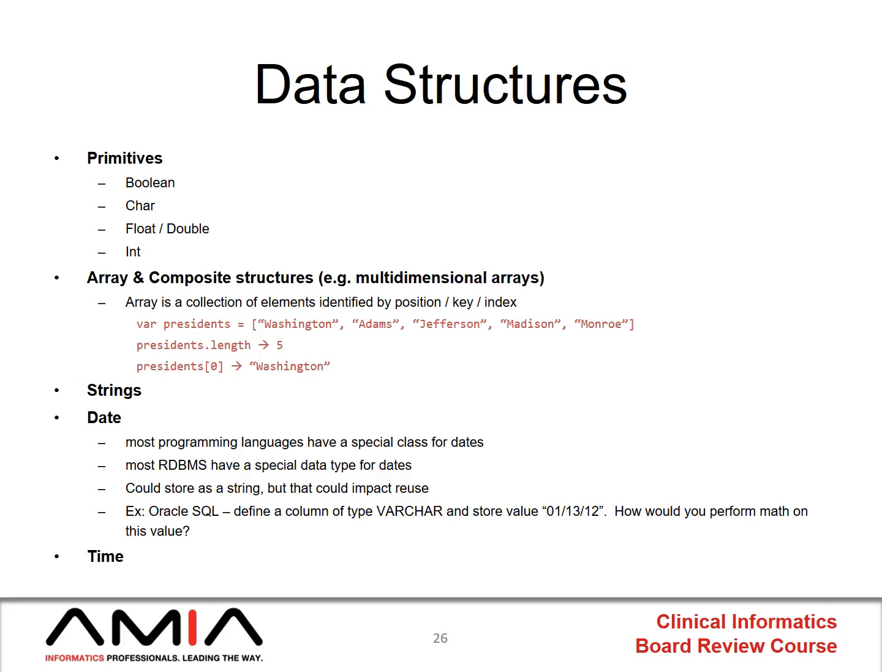So, for example, in a piece of Oracle SQL code, someone might define a column type of variable length character string, or varchar, and then they would store a character value of 01/13/12 to represent January the 13th, 2012. But now that it's a character string, I literally can't do anything useful with that in terms of manipulating it as a date. So the preferred way to do it is to define that column as a date and actually store the value as a date. Time is also a type of data structure that has often complex ways to represent it in computer programming languages.